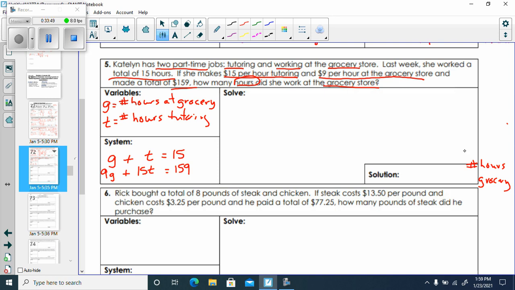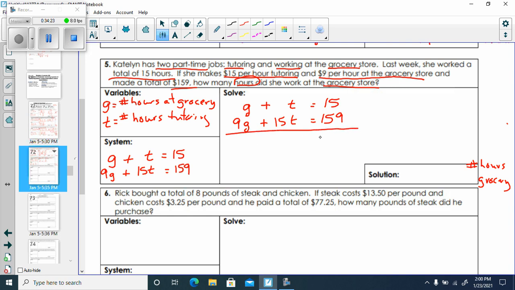Okay, so we're looking for the number of hours she worked at the grocery. Neither one of these say G is equal to or T is equal to, so I'm going to need to use elimination. G plus T equals 15. I have lined up my G's here. 9G, see I'm lining up my G's here. Plus 15T equals 159.